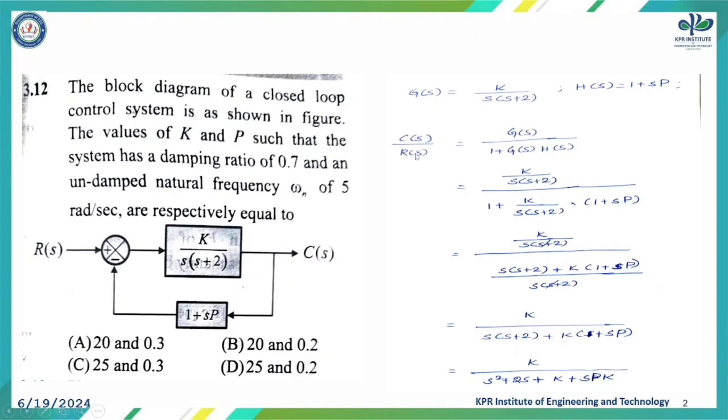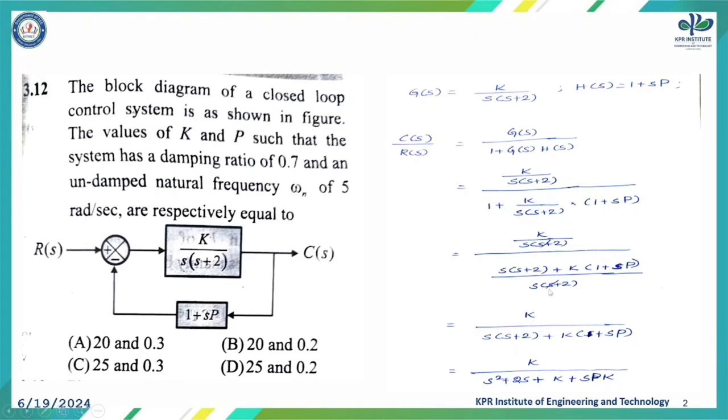Then for the closed loop transfer function, this is a negative feedback system, so the closed loop transfer function will be written as C of s divided by R of s is equal to G of s divided by 1 plus G of s into H of s. So we will substitute G of s equal to K divided by s into s plus 2, and H of s equal to 1 plus s into p. We are substituting here. Then we are taking LCM in the denominator part.